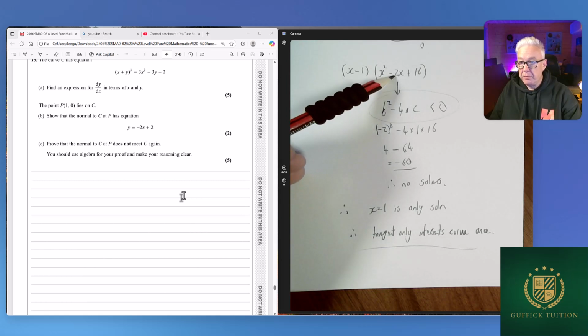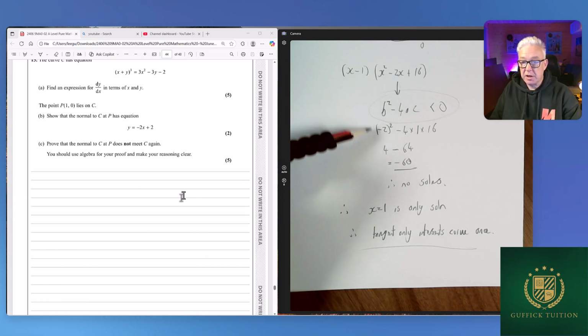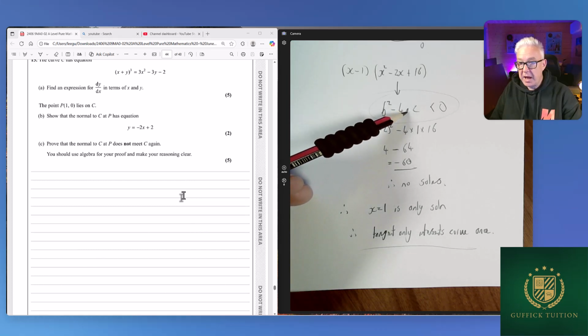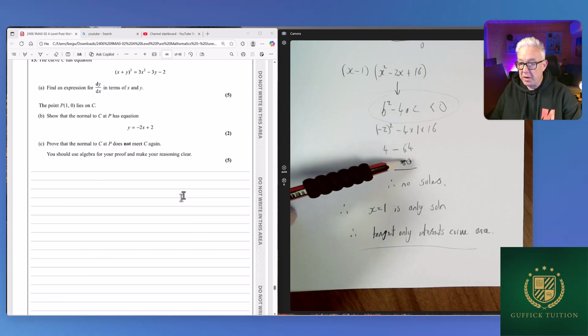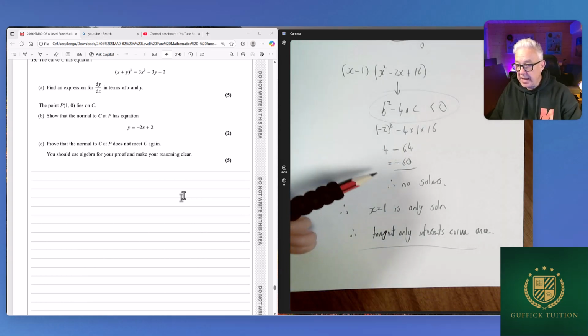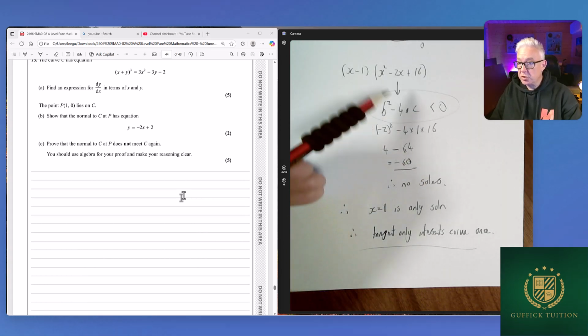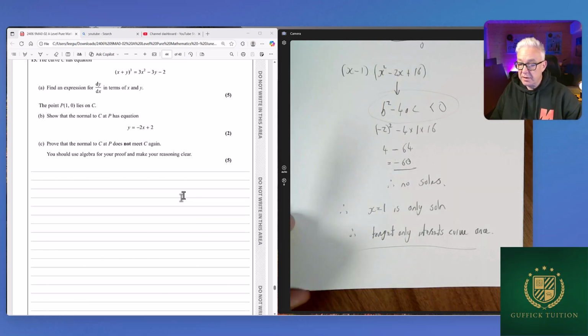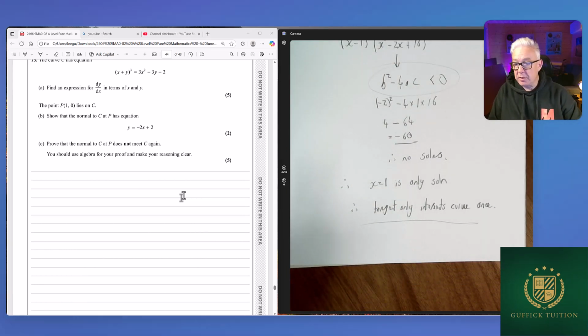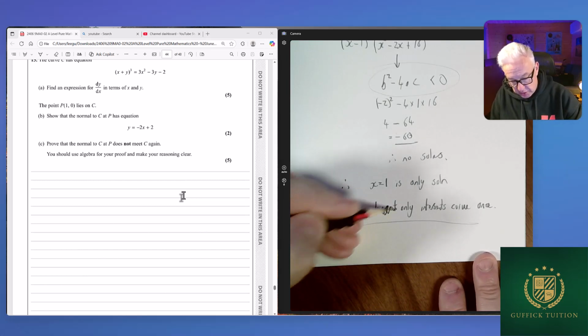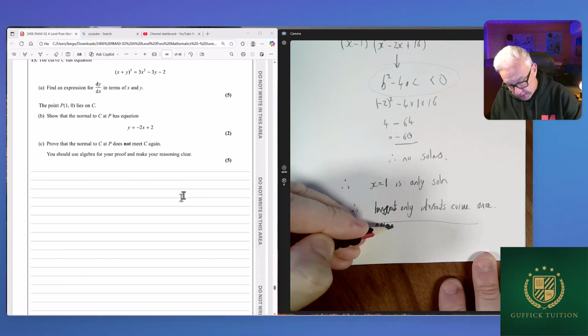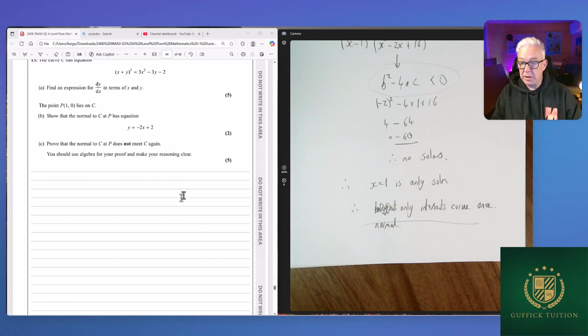So our b is minus 2, so minus 2 squared is going to be 4. Minus 4 times a, which is 1, times c, which is 16. So 4 minus 64 is minus 60. Minus 60 is less than 0, so there are no solutions coming from this quadratic. So x equals 1 is the only solution, and therefore the tangent, no, it's not the tangent, it's the normal. So the normal only intersects the curve once, as required.